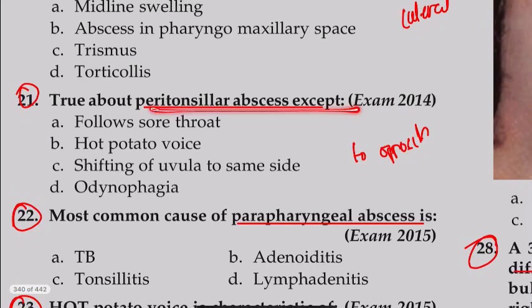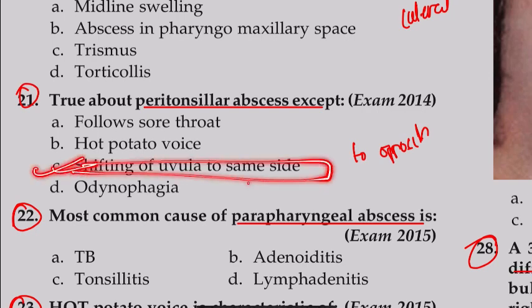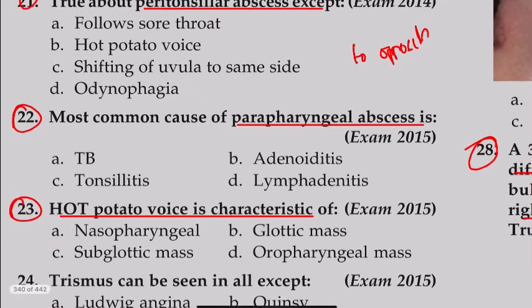True about peritonsillar abscess: it follows sore throat, hot potato voice, shifting of uvula to the same side, odynophagia. But there is shifting of uvula to the opposite side, so this is not the right answer. The rest are all true about Quinsy or peritonsillar abscess, an abscess between the superior constrictor muscle and the capsule. The most common cause of parapharyngeal abscess is tonsillitis.